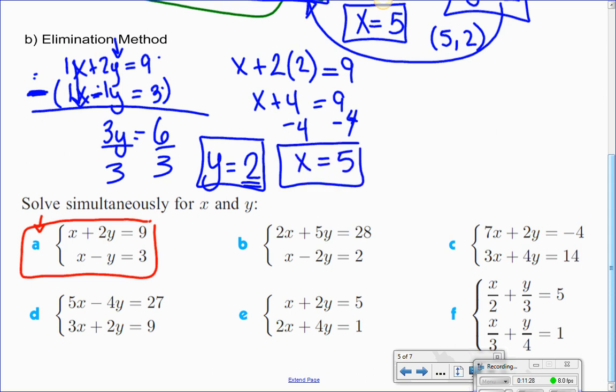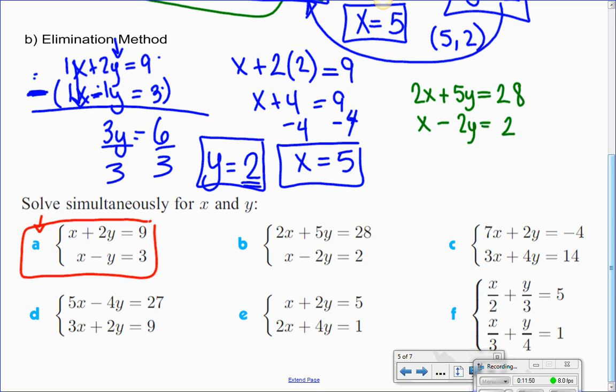So we get the same solution as we did with substitution, of course. So elimination, substitution, you can use either one. I'm just going to show you example B. And x minus 2y equals 2.